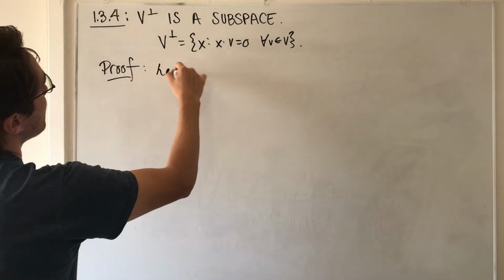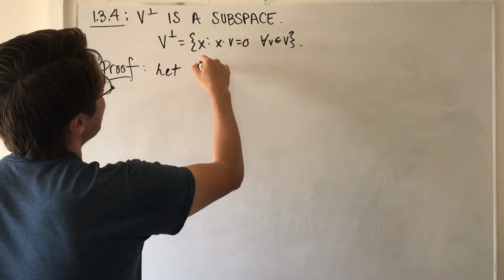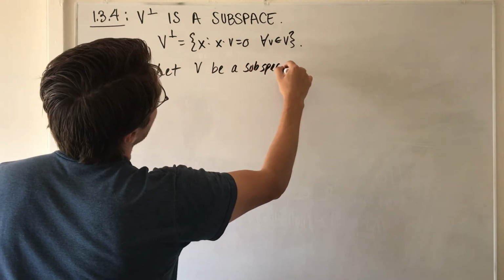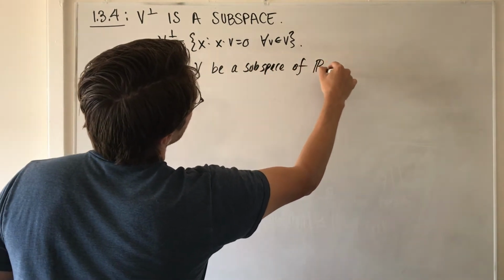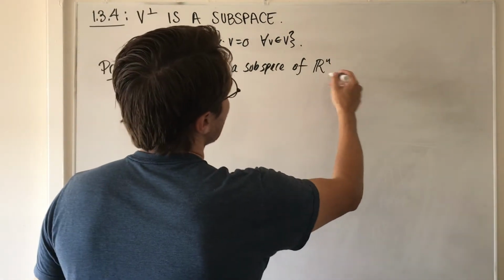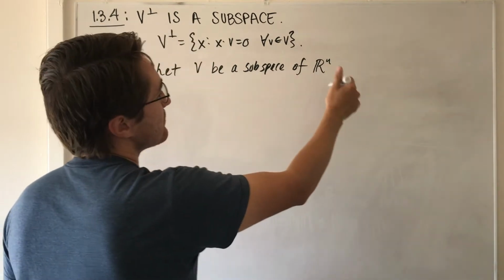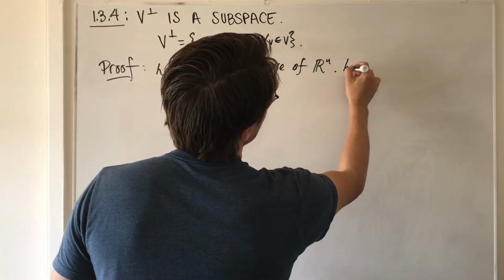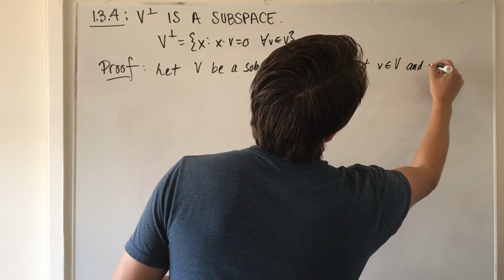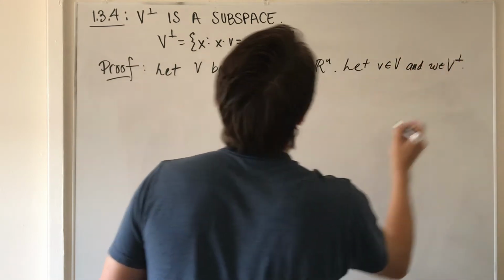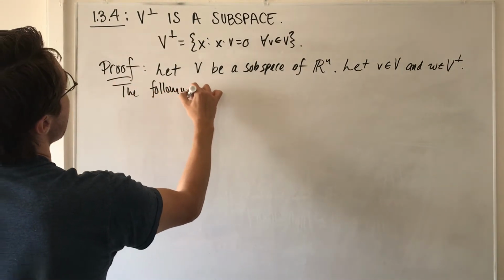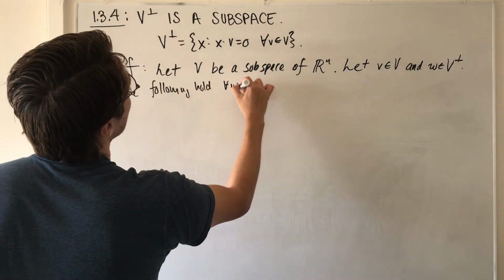So let's start off with what we need, our ingredients. Let V be a subspace of Rn. It doesn't really actually have to be Rn. It doesn't matter, any inner product space, whatever. The field can be anything. So let V be a subspace of Rn. Let's also let v be in V and w be in V-perp. The following hold for all v in V.